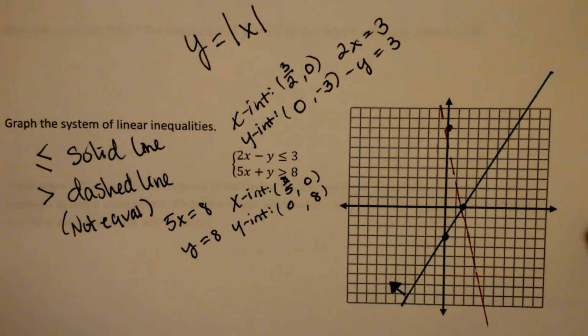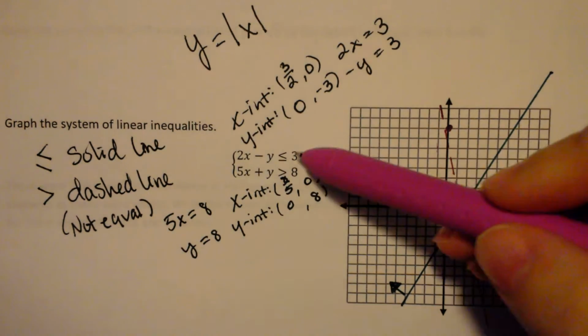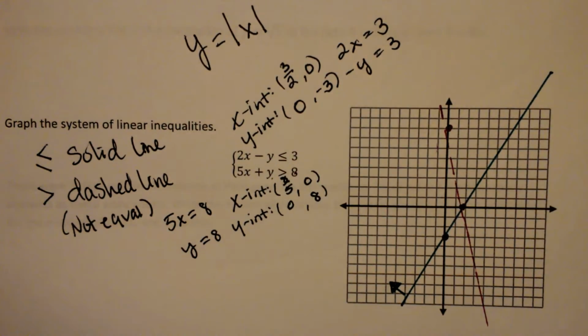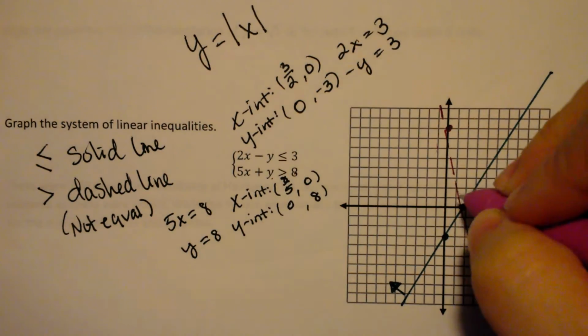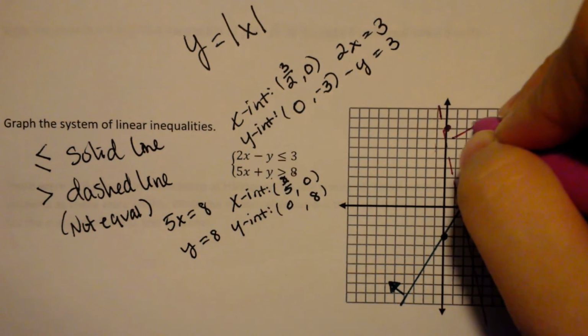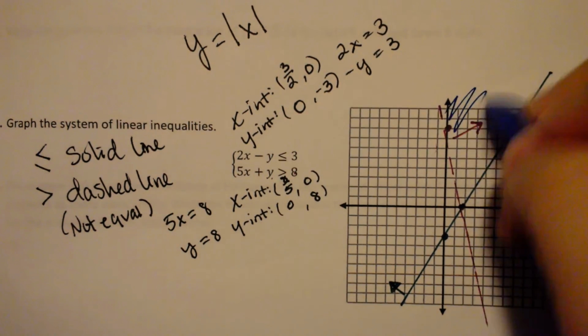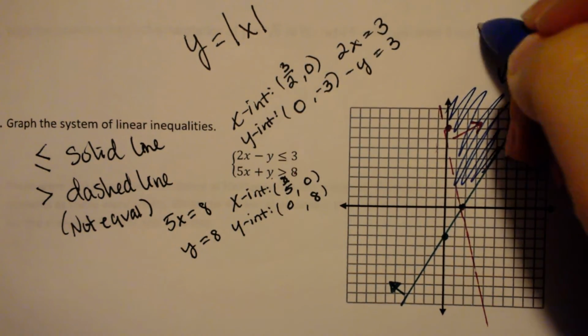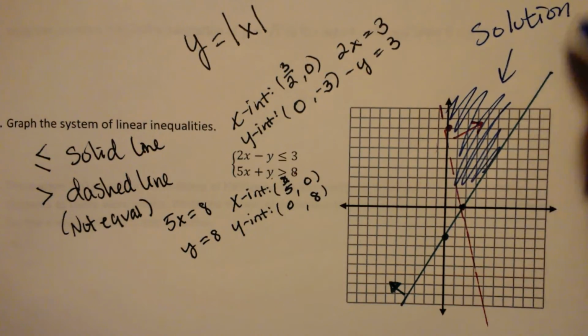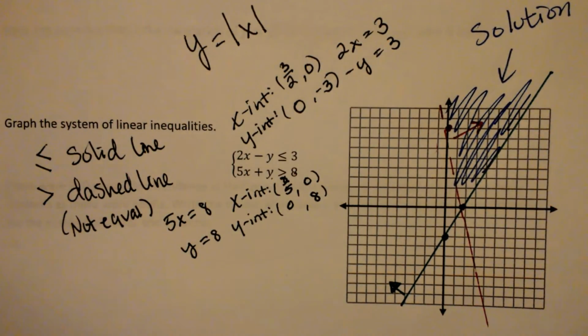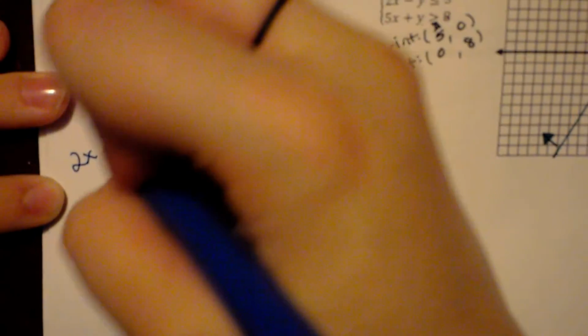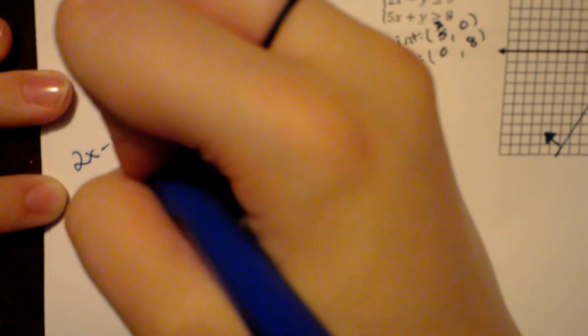For my pink line, if I use 0, 0, I get 0 is greater than 8. That is not true. So I'm going to shade above. I'm not going to shade where 0, 0 is. Where those two overlap, right there. I'm going to do this in the calculator as well.